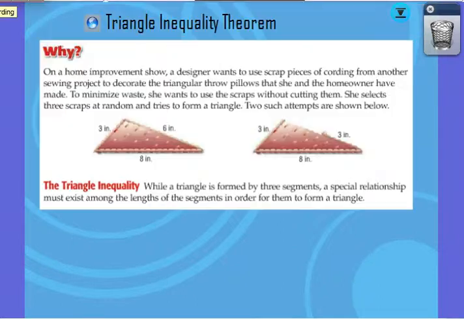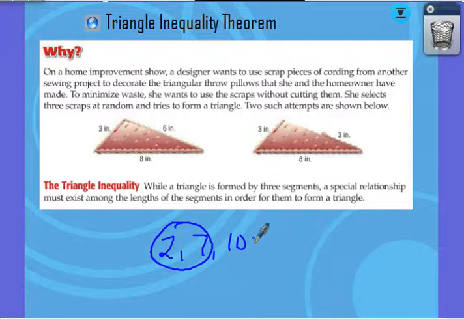Next thing on your test, triangle inequality theorem. If I give you 3 side lengths, such as 2, 7, and 10, and I say, can you create a triangle with these 3 side lengths? You would tell me no. The triangle inequality theorem states that the 2 smaller sides have to add up to be bigger than the biggest side. Here's the reason why.